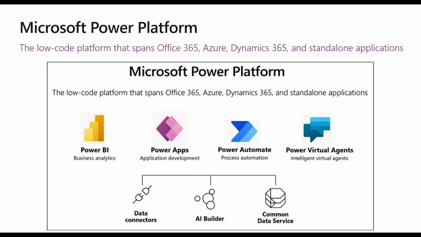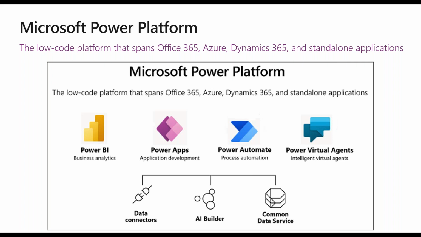So this talk is all about, well, how can we leverage low code to bring value to your Teams environment? And when we talk about low code within the Microsoft stack, we're talking about the Power Platform. Power Platform is a suite of tools, a low code platform that spans across Office 365, Azure, Dynamics, and standalone apps. There are 4 main components of the Power Platform that we'll be talking about.